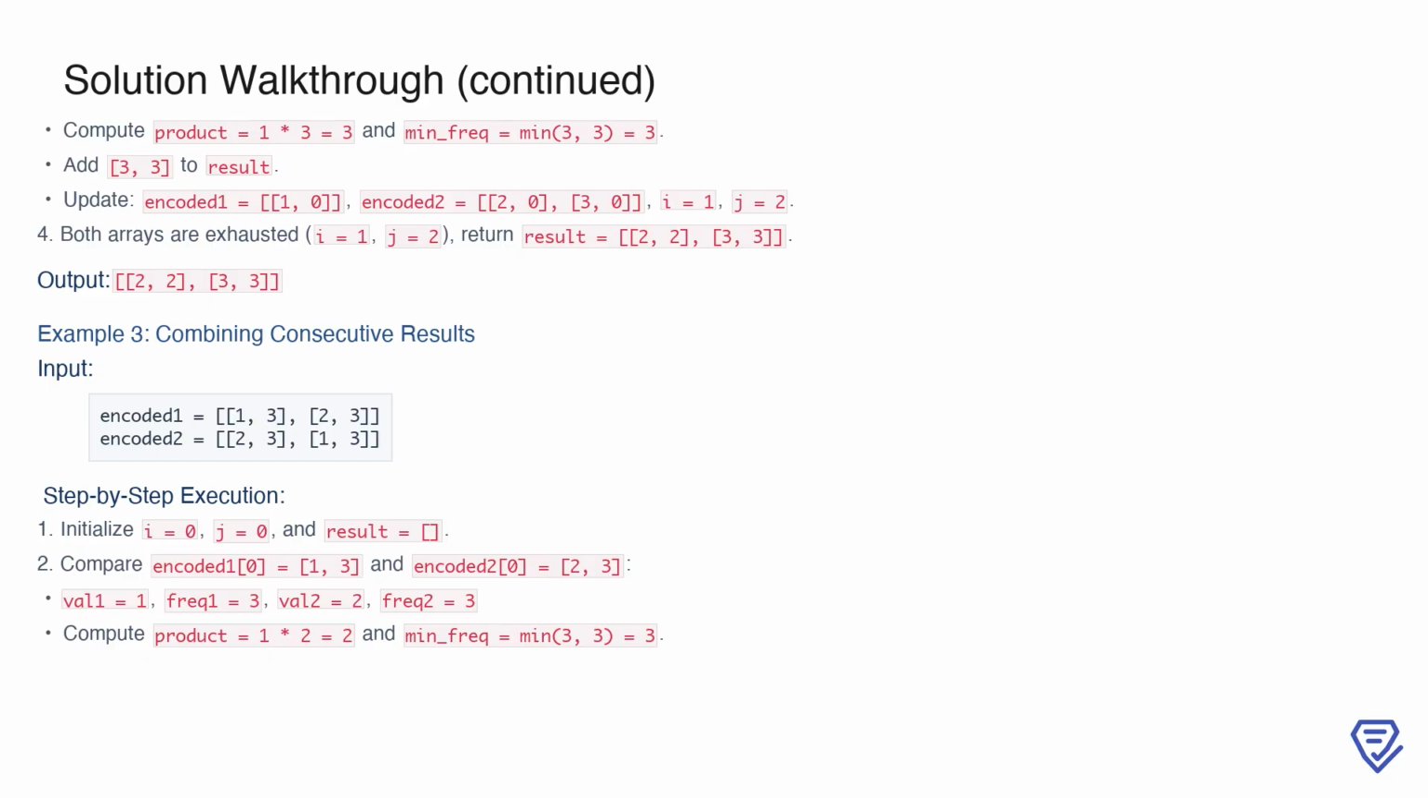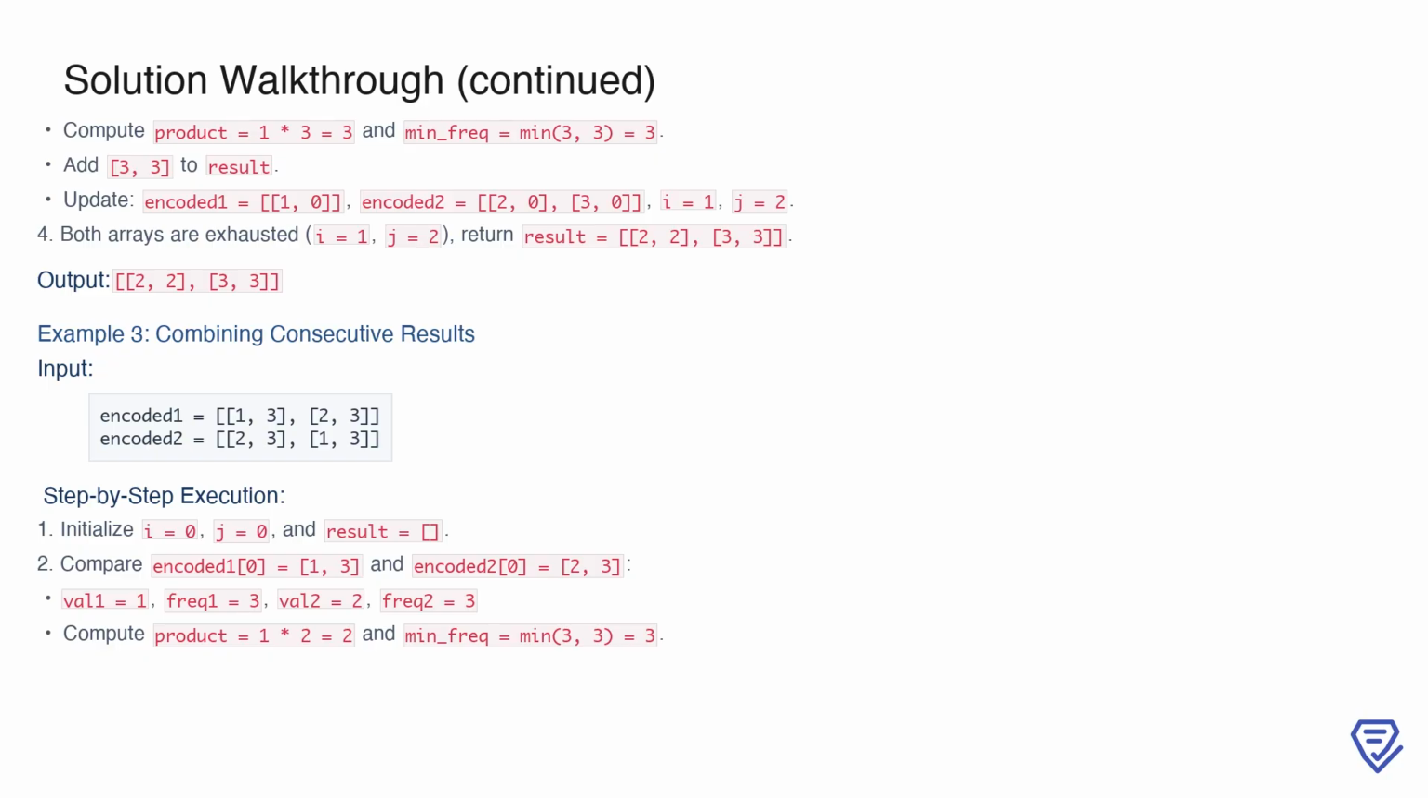Next, we update the arrays by reducing both frequency 1 and frequency 2 to 0, which moves pointers i and j to the next positions. At this point, both arrays are exhausted since i equals 1 and j equals 2, so we return the result, [[2, 2], [3, 3]]. The output of this example is [[2, 2], [3, 3]].